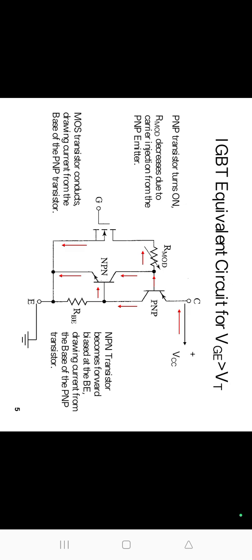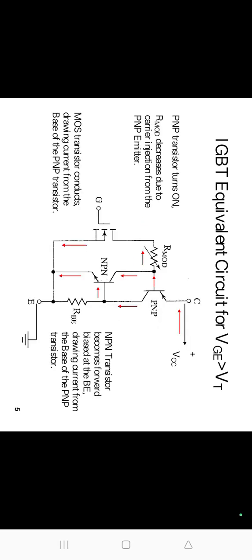This is the equivalent circuit of the IGBT. Here PNP and NPN are the transistors. The two transistors will form the IGBT.